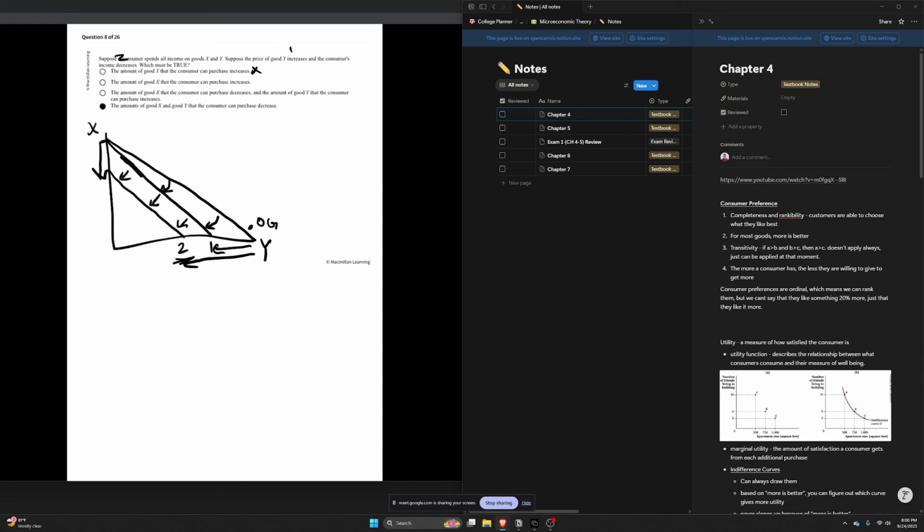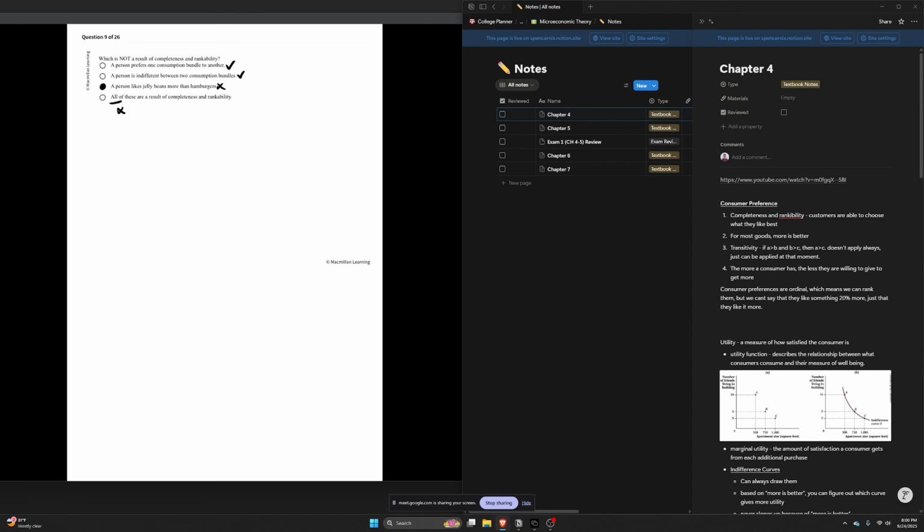The amount of good X that the consumer can purchase increases. We can see that that's wrong at every point along the line. They decrease for both of them, so that's wrong. The amount of good X that the consumer can purchase decreases, and the amount of good Y that the consumer can purchase increases. Nope, they both decrease, so this is wrong. The amount of X and Y that the consumer can purchase decrease. Yep, both of them decrease. That's our right answer. So it's D.